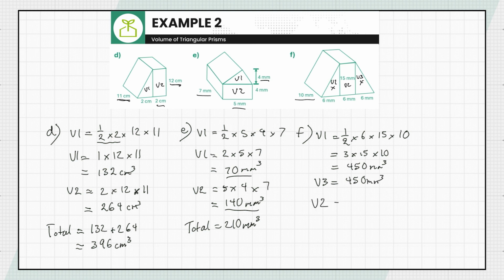And then we just have to calculate V2, which is going to be 6 times 15 times 10. All right, so V2 is going to be equal to 900, because 6 times 15 is 90, millimeters cubed. Right, so the end result of this is that we have 2 groups of 450 and 1 group of 900, so our total is going to be 450 plus 450 plus 900, and that just equals 1800 millimeters cubed.